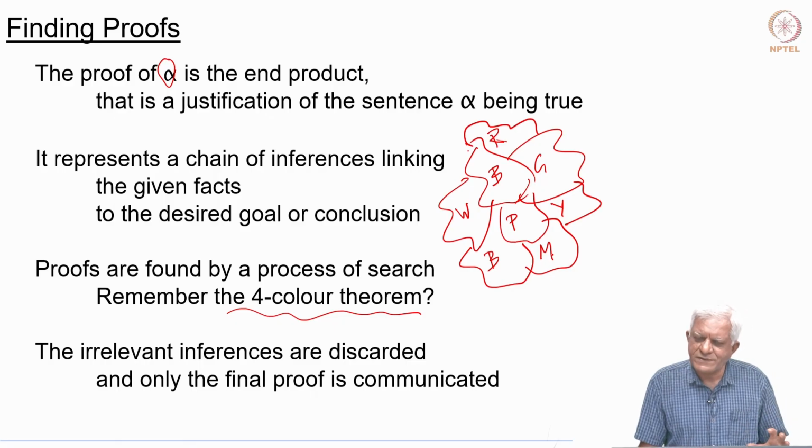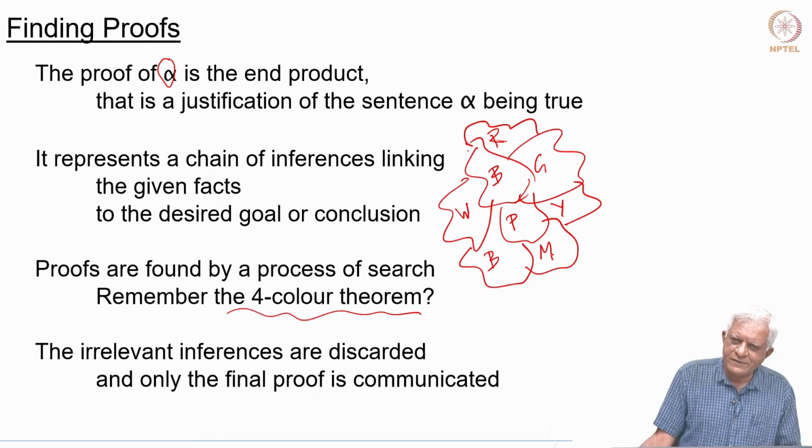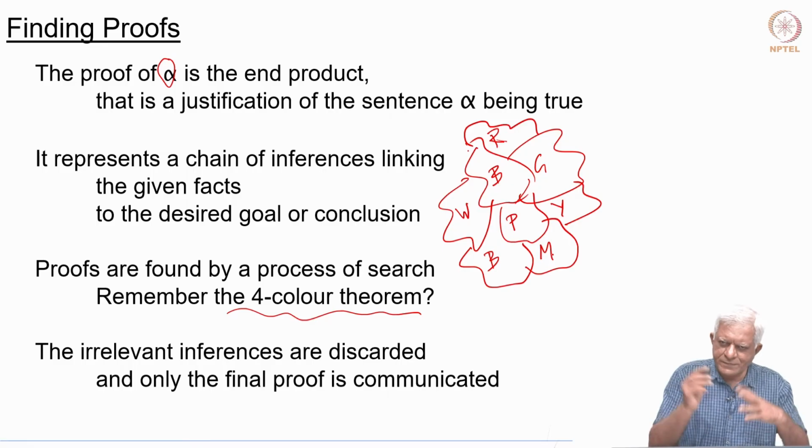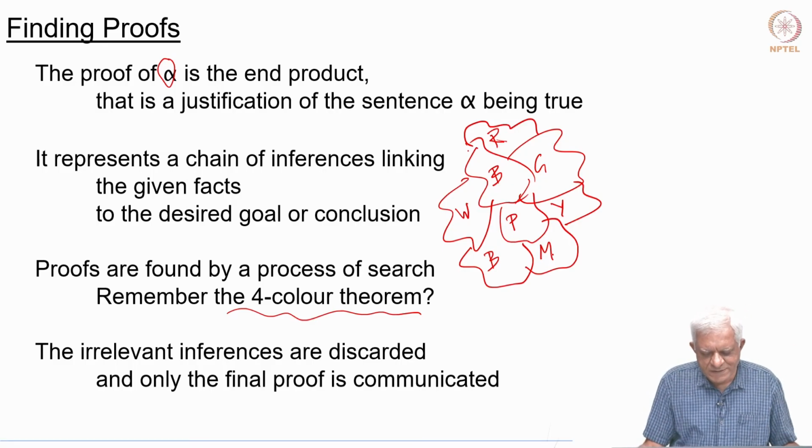So, proof finding is not a straightforward process. It takes a lot of effort, lot of search, and in fact, the 4 color theorem was proved by a theorem proving program. Which is why I have also mentioned it here essentially, and that program would have done some kind of exploration of what rules to apply in what order and things like that, and eventually come up with that.